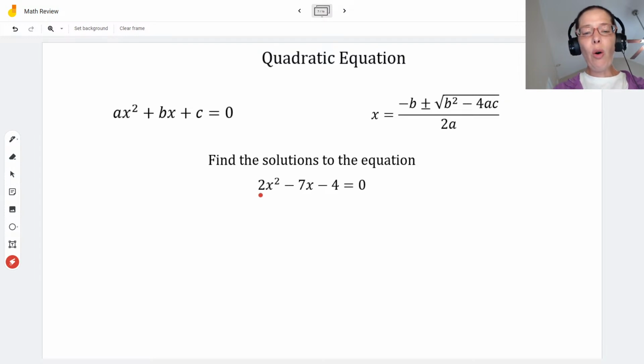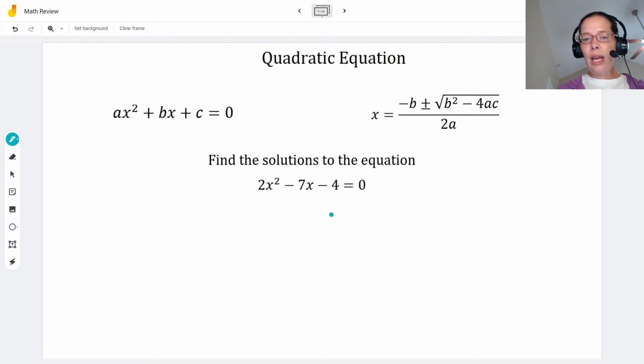Okay, so we have a quadratic. It is already written in this form, so we just want to apply the quadratic equation, and we want to solve for x. Now, again, we're going to be looking for two roots here, and I'm going to do the discriminant first to figure out if we've got real roots or not.